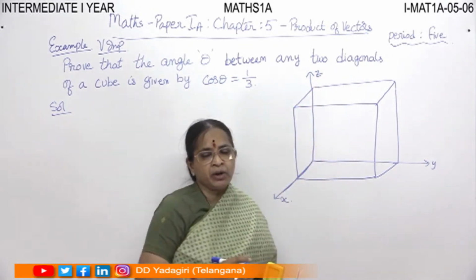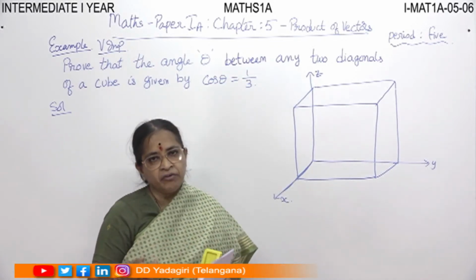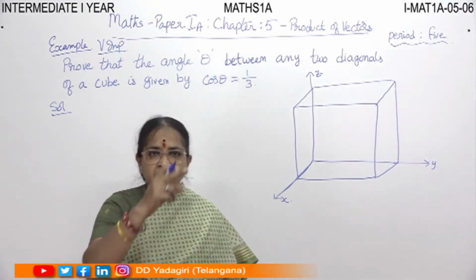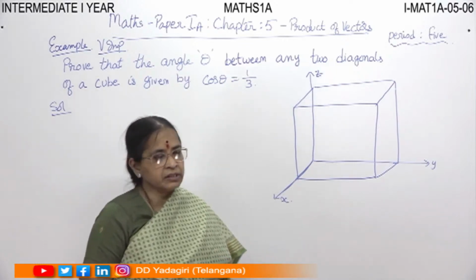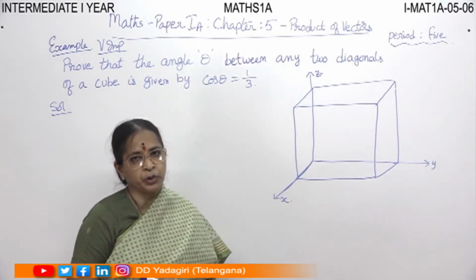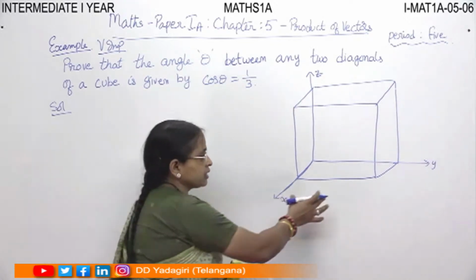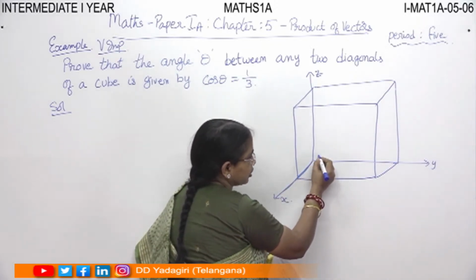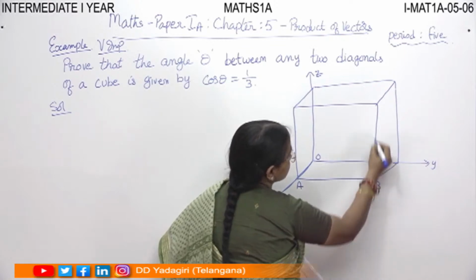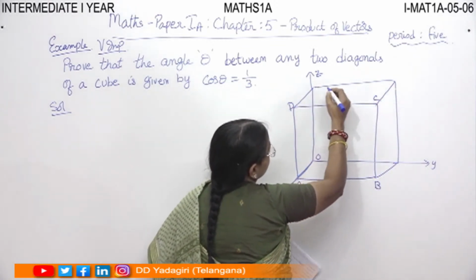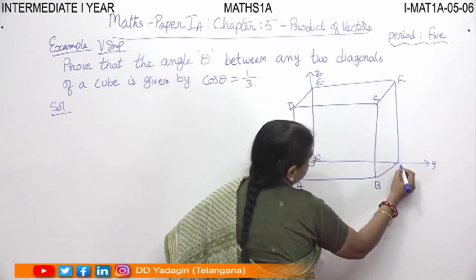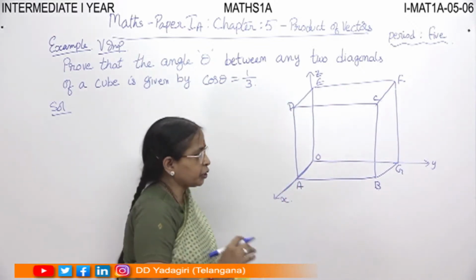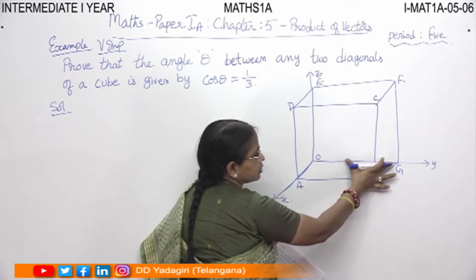Now the cube can be of any size. The side can be 1 unit or 2 units or 3 units. Whatever may be the length of the side, the angle between diagonals will always be the same. So we'll take a unit cube. Unit cube means the length of the side is 1 unit. Now because this is along the x-axis, suppose that this is the origin. Now A, B, C, D and then E, F, G. So suppose that O, A, B, C, D, E, F, G be the unit cube. So this length is 1 unit, this length is also 1 unit, like that.